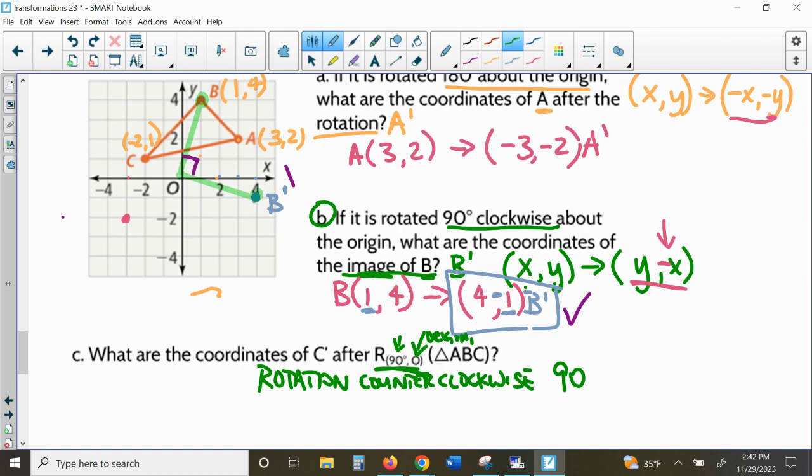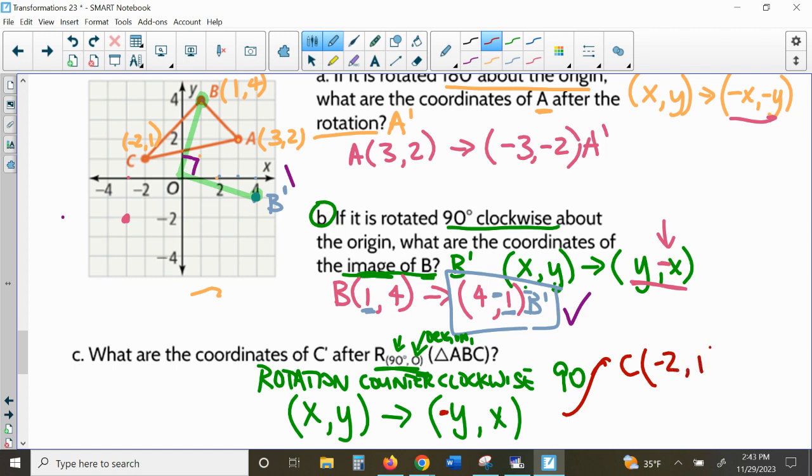So my rule for 90 degrees counterclockwise is I'm going to change my XY. Remember, the 90-degree ones are when you flip-flop the Y and the X. So I change places, and then counterclockwise makes you change the sign of the Y. Okay, so I need the point of C. C is currently at -2, 1. It's currently at -2, 1. And I'm going to apply this rule to it.